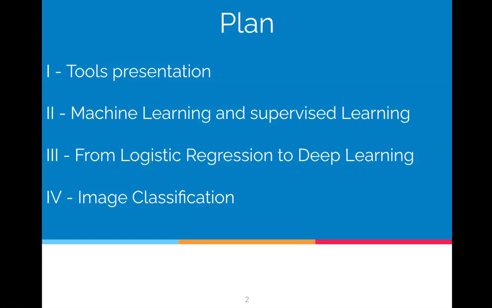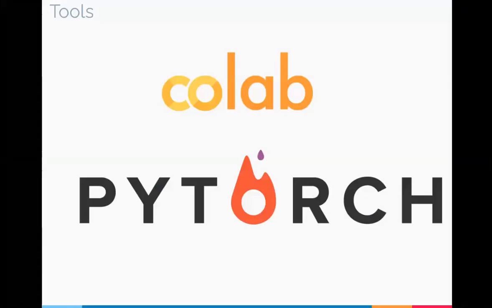So first, the tools presentation. Today we're going to use Google Colab. Google Colab is a notebook, but you can run it in a browser. I don't know if you can see, but I think in the conversation part of the Zoom, I've put two links. By clicking on these two links, you have access to the code we're going to use today.